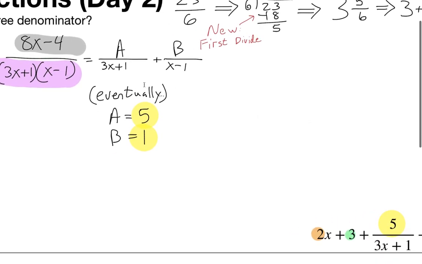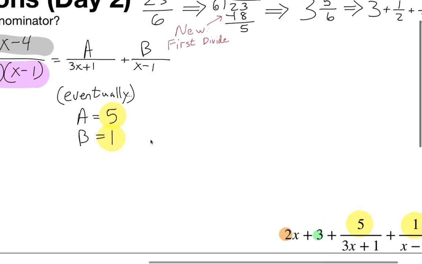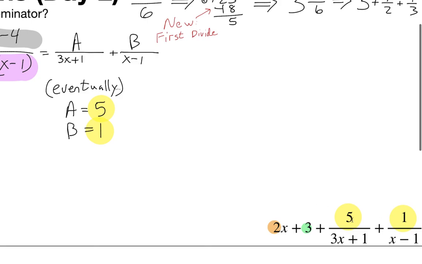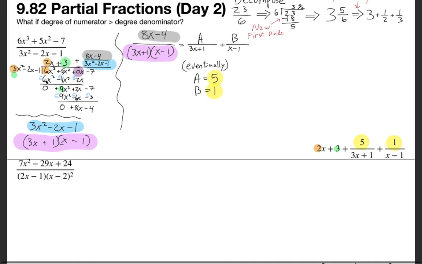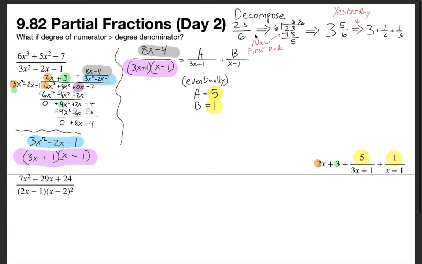So there it is. We've got A is equal to 5, B is equal to 1. And so we can reinterpret those solutions to the system of equations here. And that's what you get as our answer. That's the new thing. What I'm trying to say is do everything we did yesterday, and if you see a numerator greater than denominator, then the first thing you've got to do is divide using polynomial division.